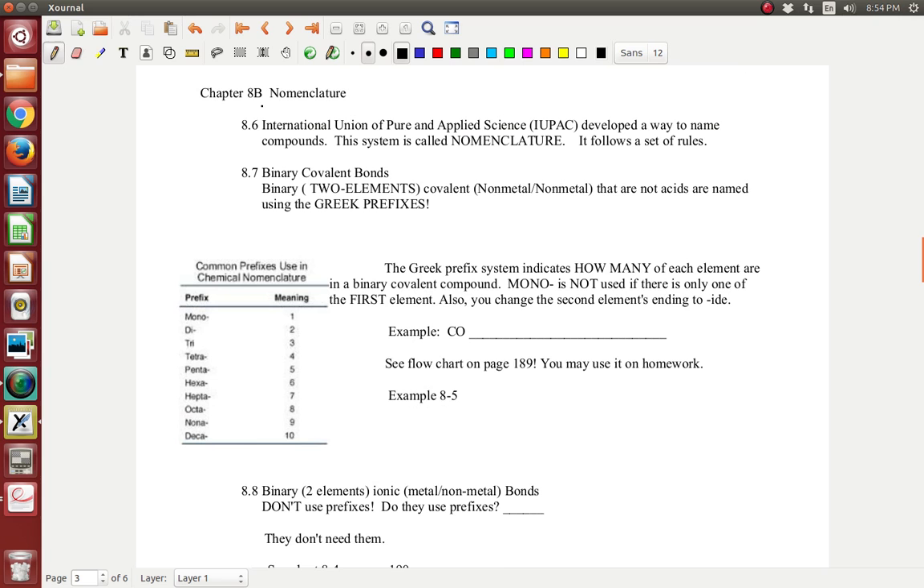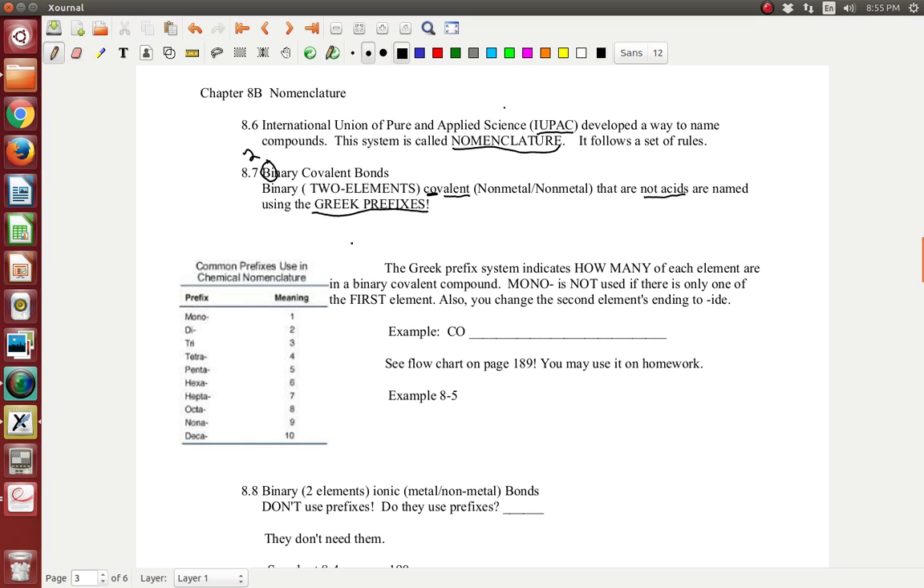IUPAC, the International Union of Pure and Applied Chemistry, developed a way to name compounds, and this is called nomenclature. It says, how do you name stuff? We're going to start off by learning about binary covalent bonds. Bi means two, so we're talking about two elements, and covalent, co, working together to fill that valence shell. That's where they're sharing, nonmetal and nonmetal. Remember, metal, nonmetal, hopefully you said ionic. These are binary compounds that are not acids, and they're named with Greek prefixes.